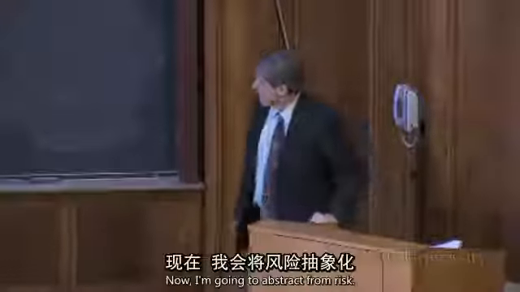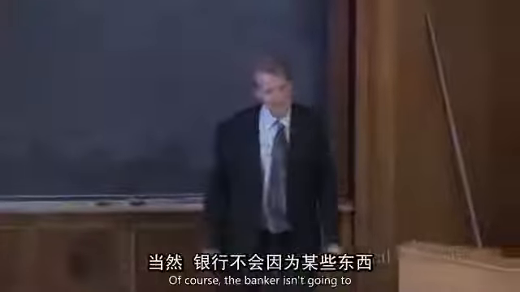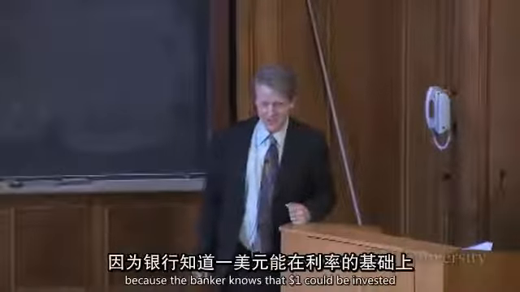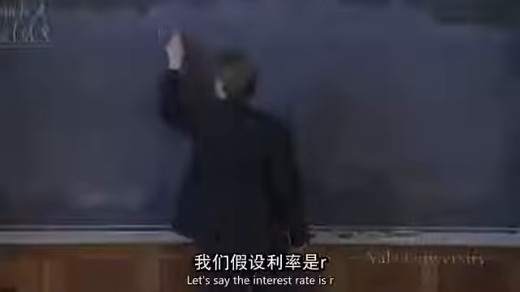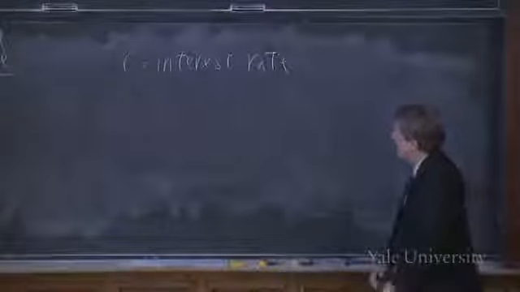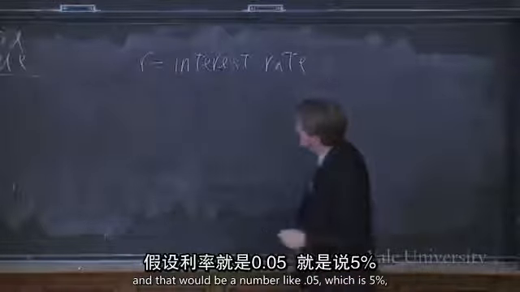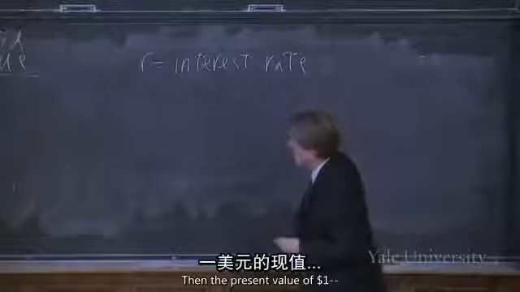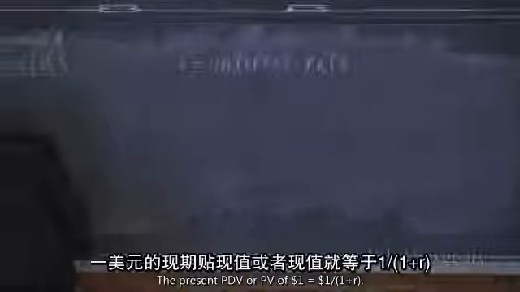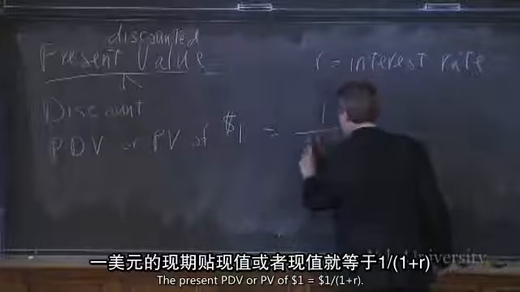Okay? Now, I'm going to abstract from risk. Let's assume that we know that this thing is going to be paid, so it's a matter of simple time. All right? Of course, the banker isn't going to give you $1 for something that is paying $1 in a year, because the banker knows that $1 could be invested at the interest rate. And so let's say the interest rate is R. That would be a number like 0.05, which is 5%, which is 5 divided by 100. Then the present value of $1, the PDV or PV of $1, equals 1 all over 1 plus R dollars.